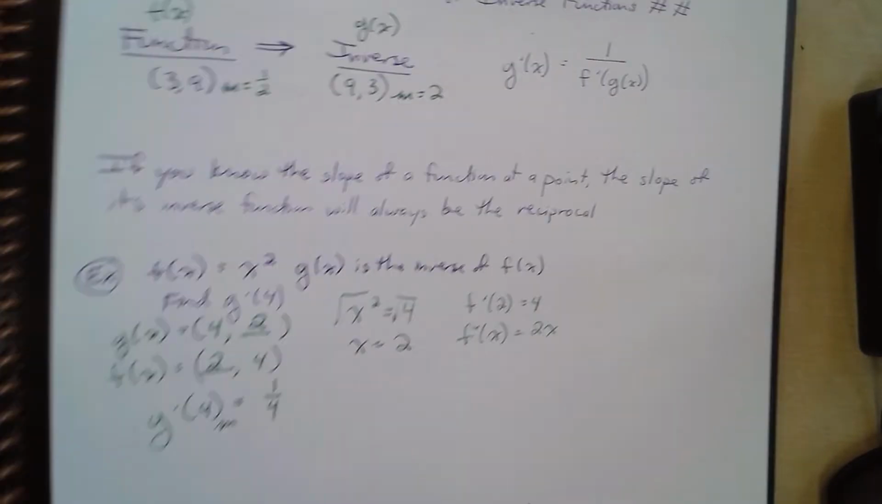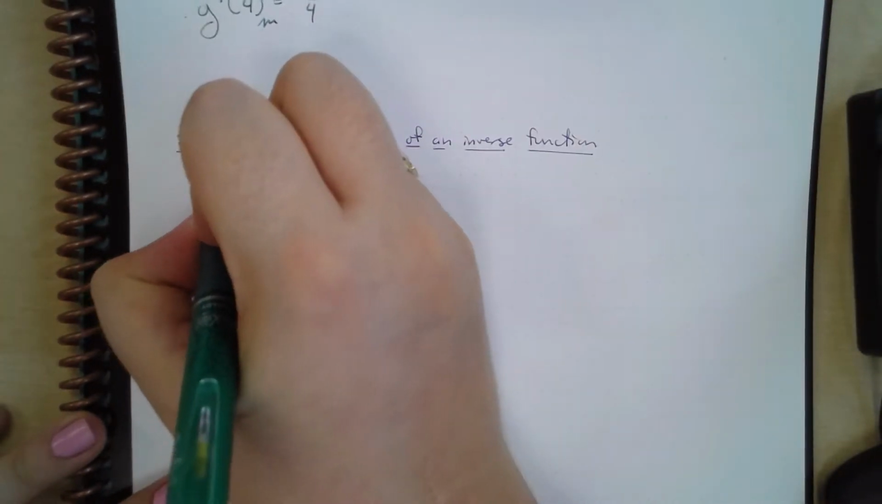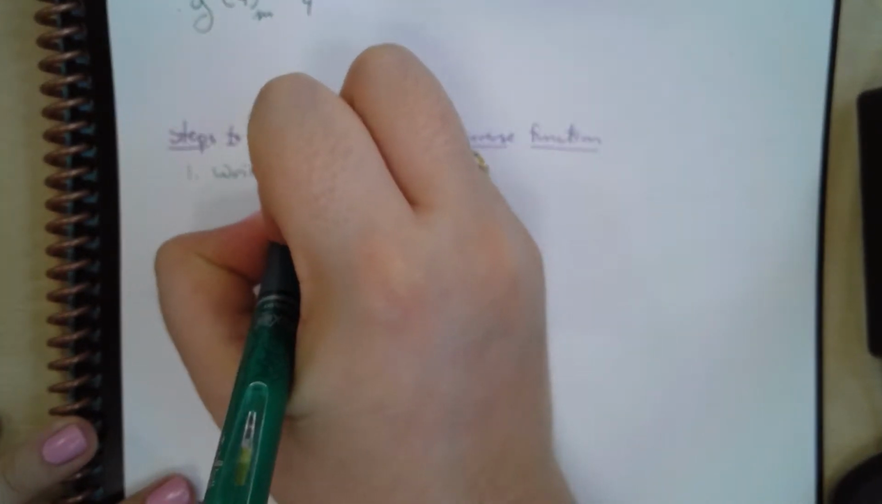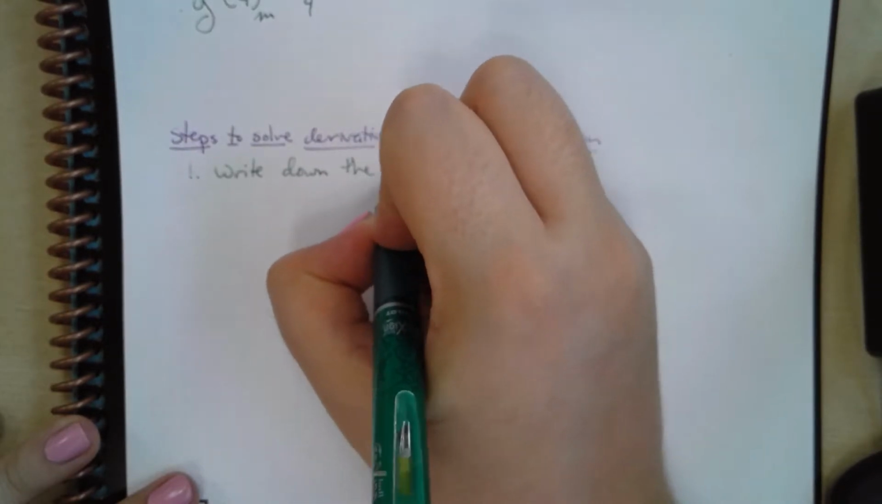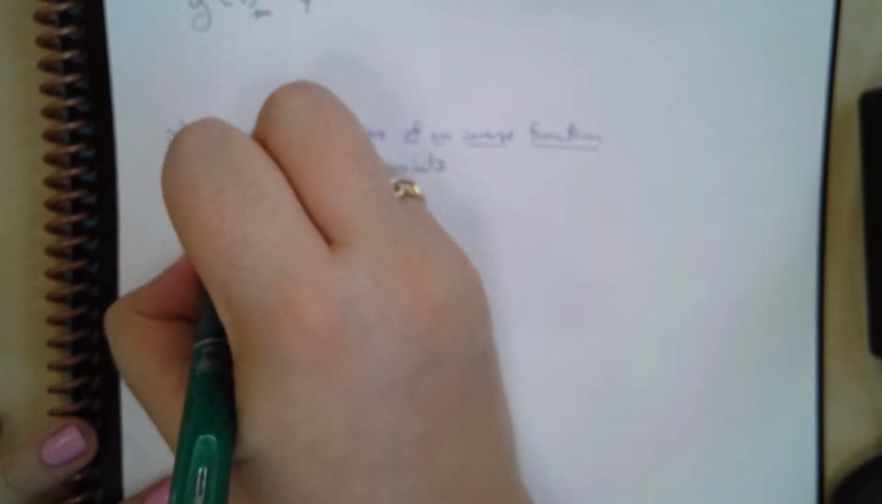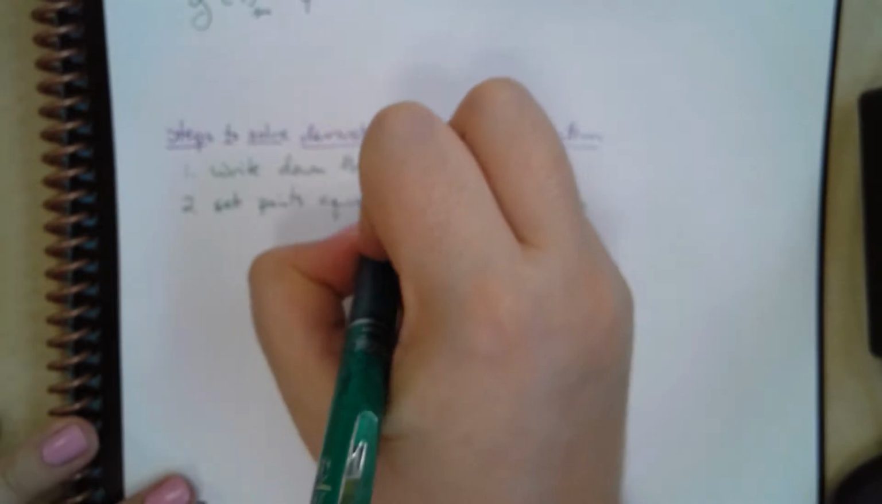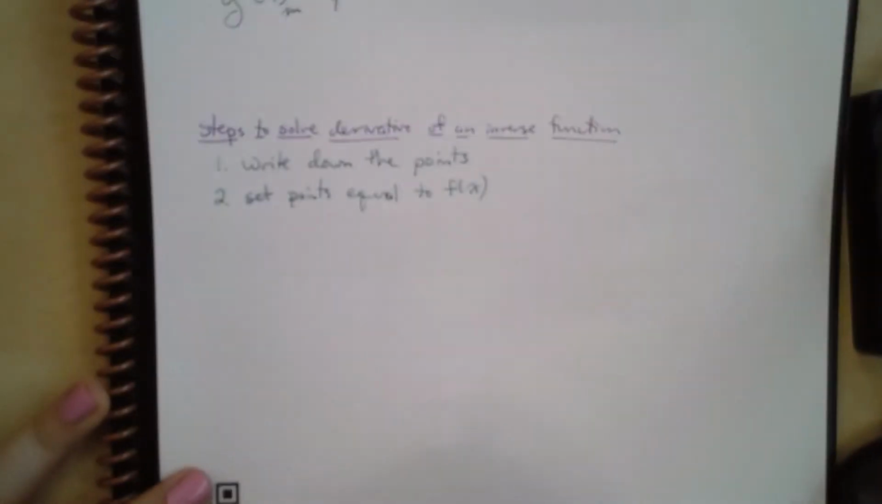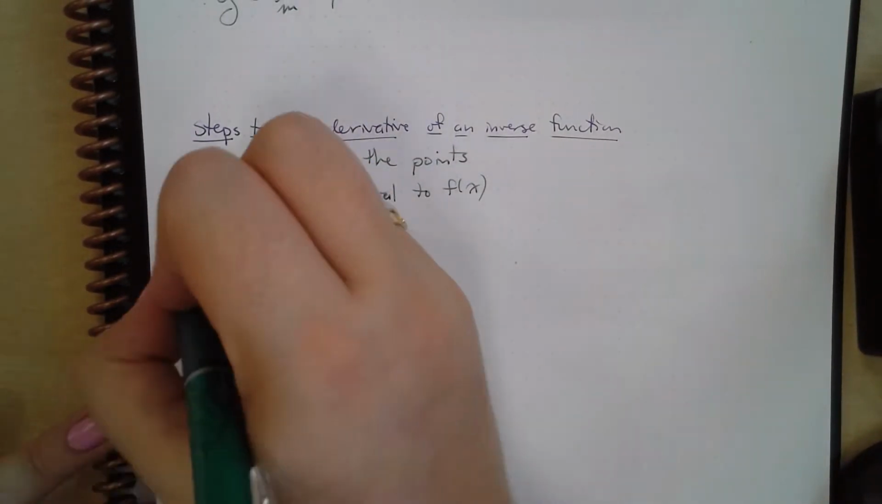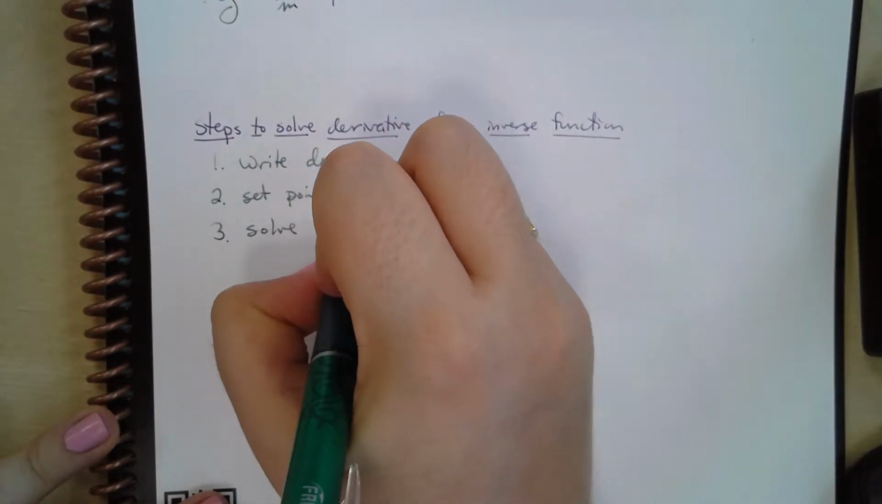So I'm going to write some steps out here. Steps to solve an inverse function derivative. First, you're going to write down the points. I like to write down my f of x and my g of x first. And then I'm going to set the point's known value equal to f of x. I already have my y value, hopefully, and I'm going to try and solve for that x value. Then I'm going to solve for x.